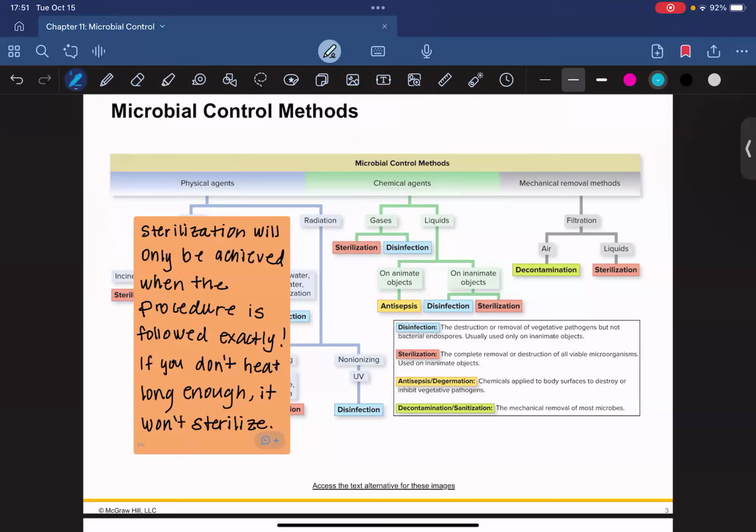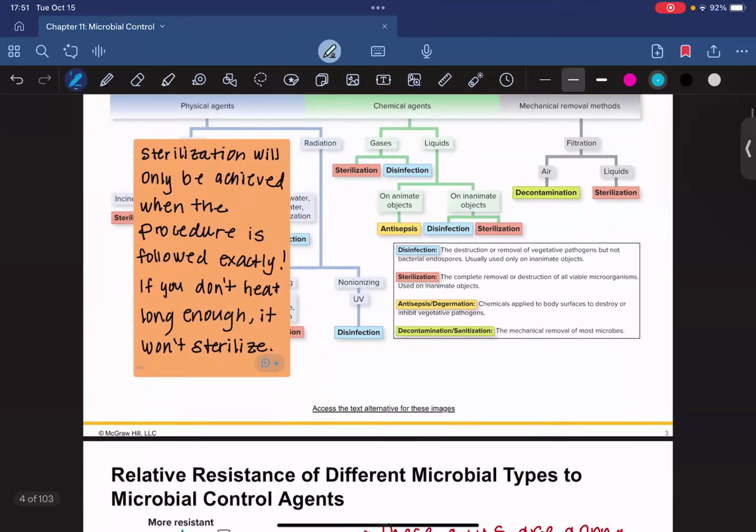All right, sterilization will only be achieved, just to remind you guys, if we follow the instructions, right? So if you're not treating things long enough, it's not going to sterilize. It's just going to kill some of the microbes. So just because I tell you that it sterilizes on here, it doesn't mean that it always does. It just needs to follow those rules in order to get that far. But the other ones can't get that far, even if they try.